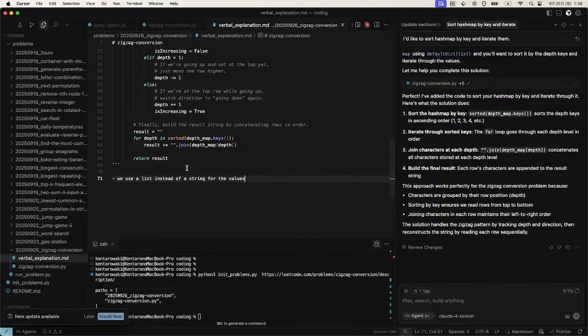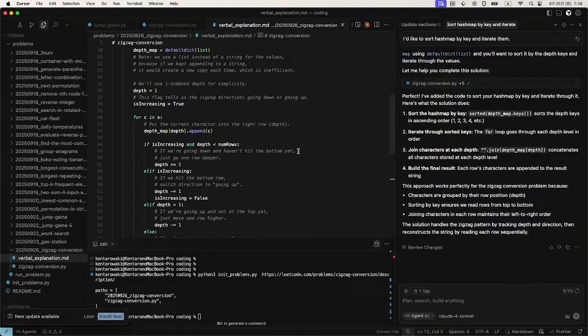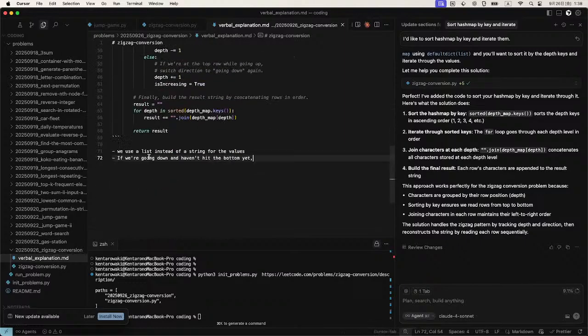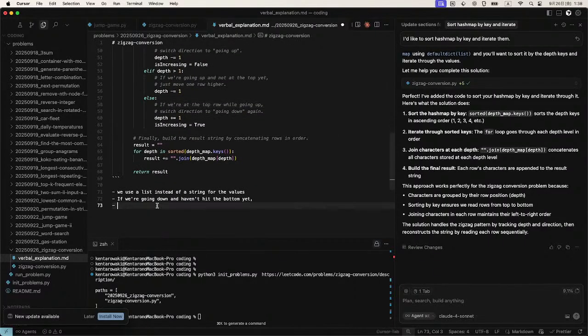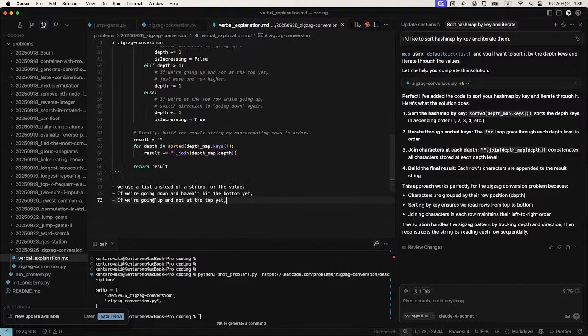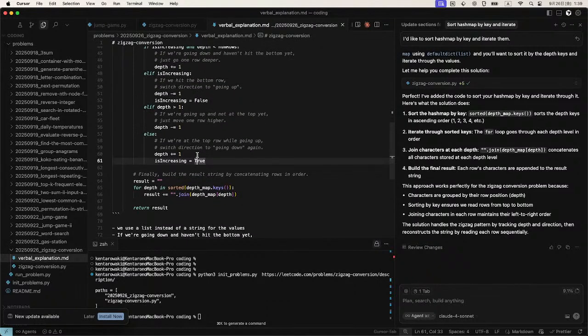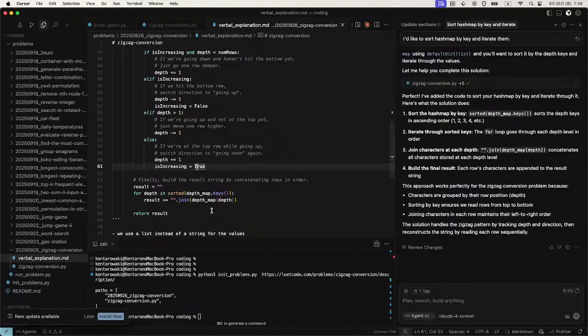The phrases I learned: use a list instead of string for the values, and if we are going down and haven't hit the bottom yet, and if we are going up and not at the top yet, switch direction to... okay, that's it.